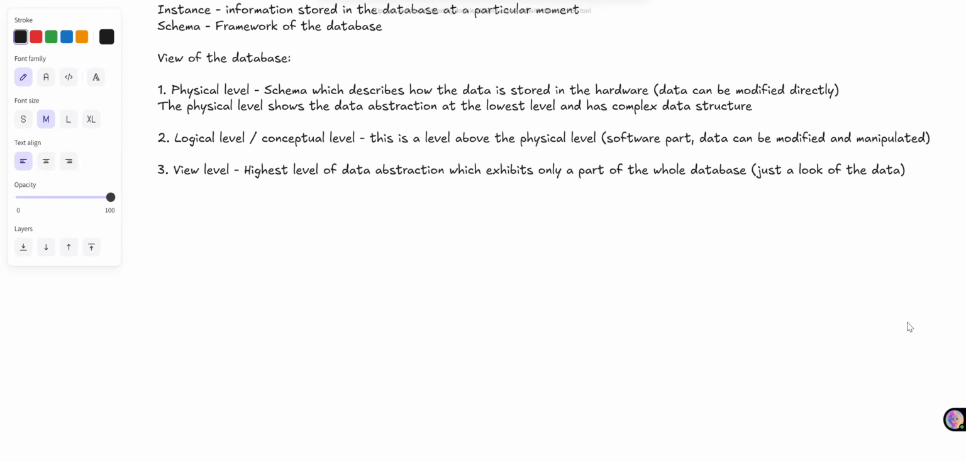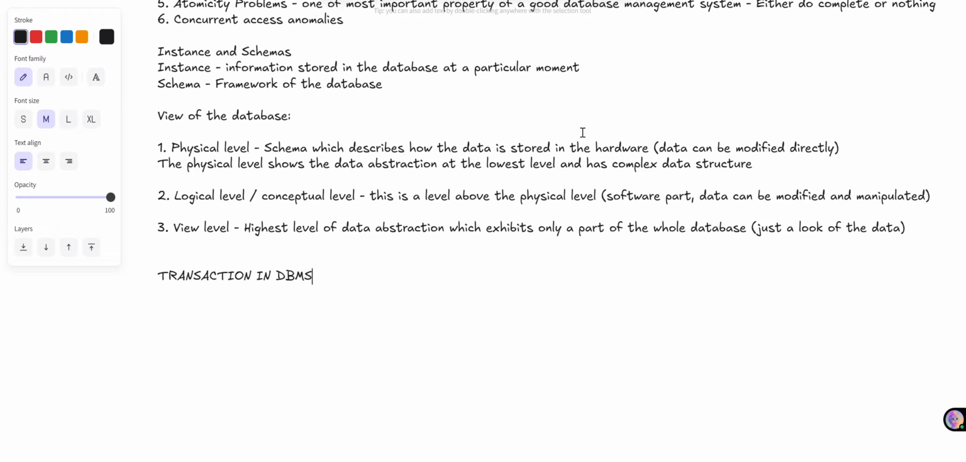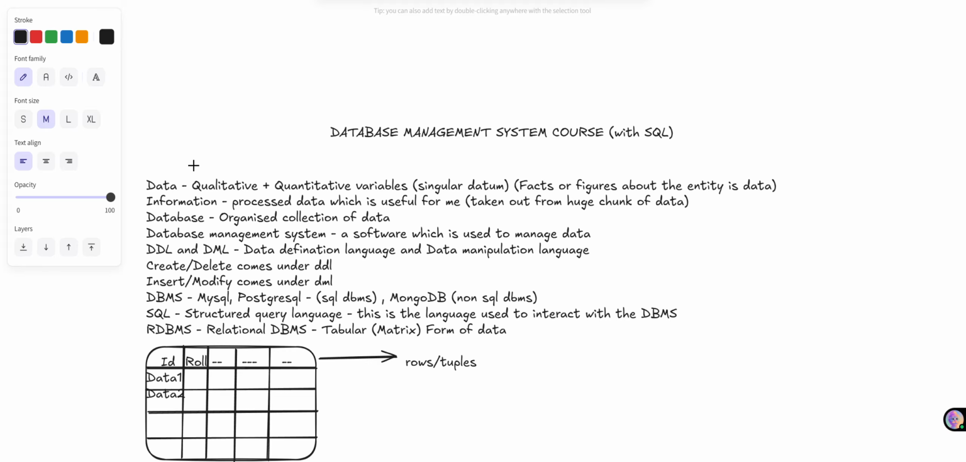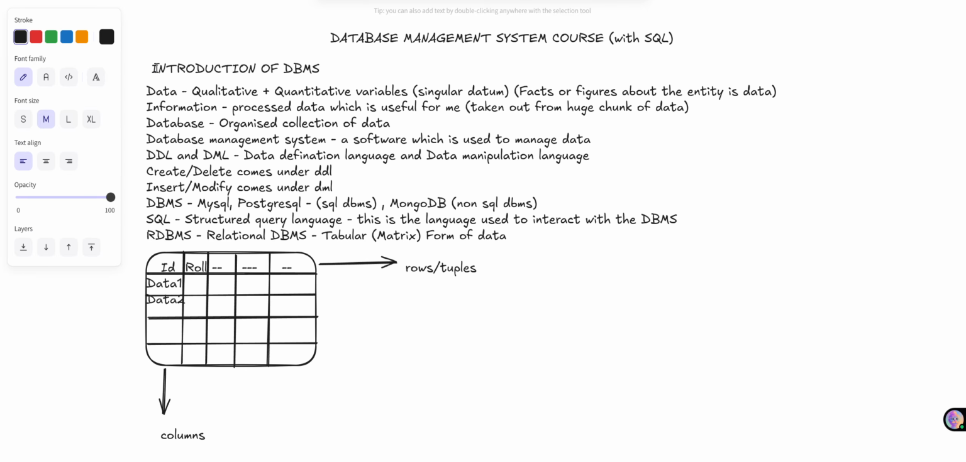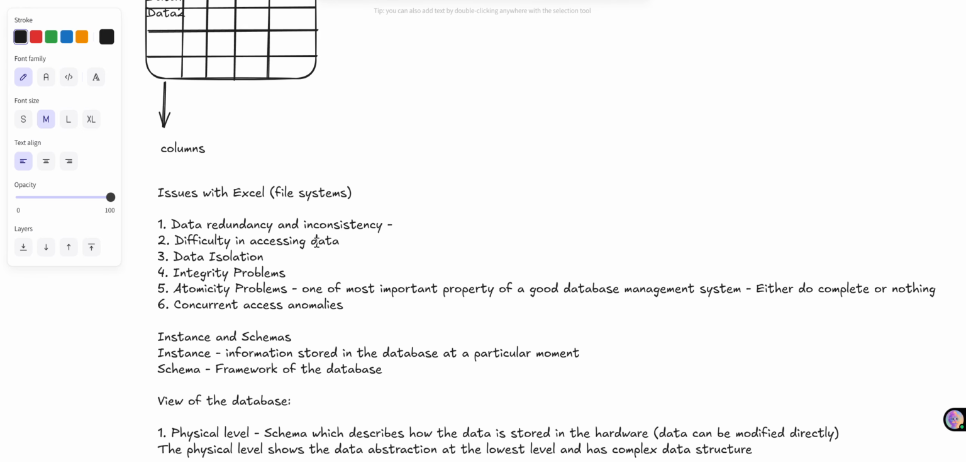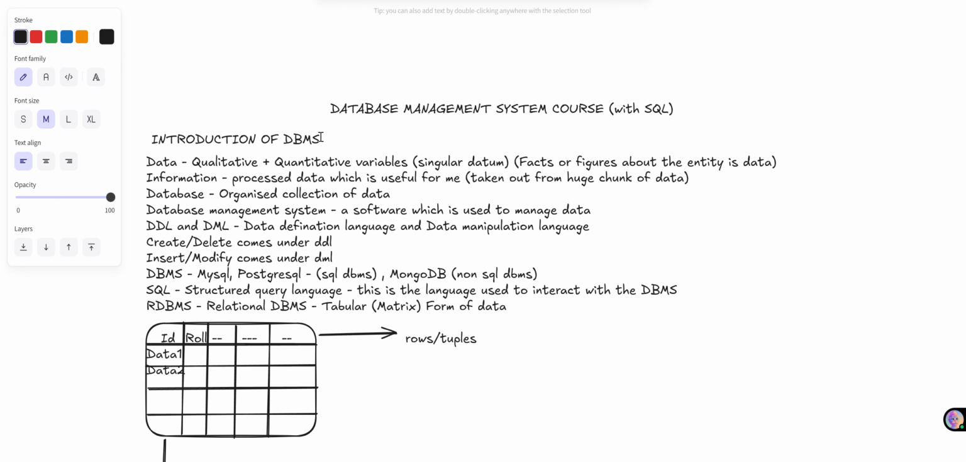So before going to the ER diagram and the relational model or anything, I think we should talk about transactions in database management systems. Okay, so transaction in DBMS. I think I should write here, introduction of DBMS. This is the introduction of the DBMS and this is the transaction of the DBMS.